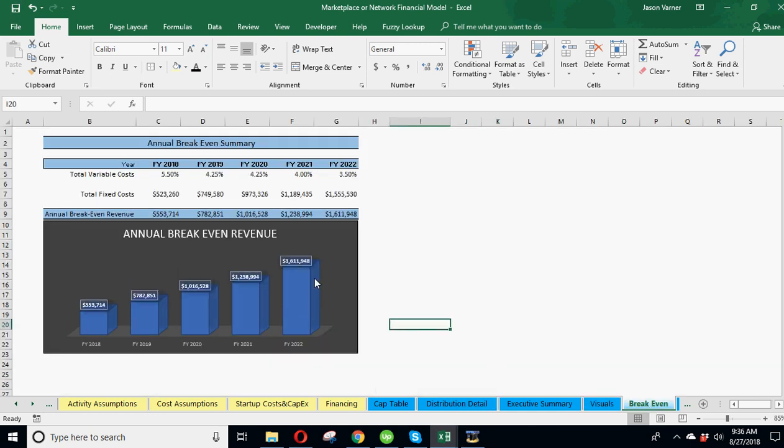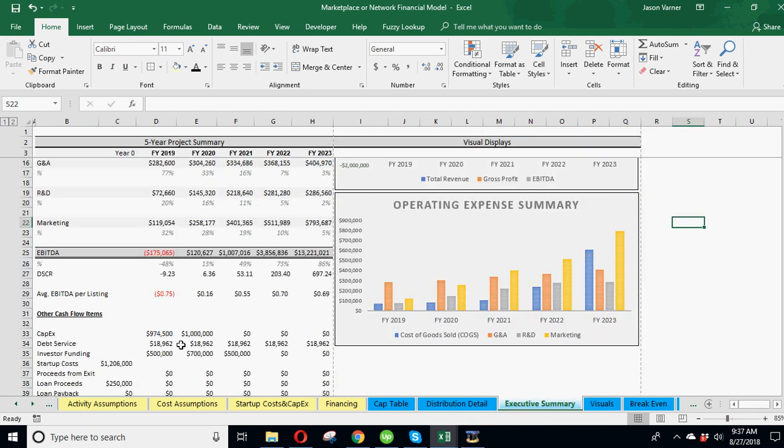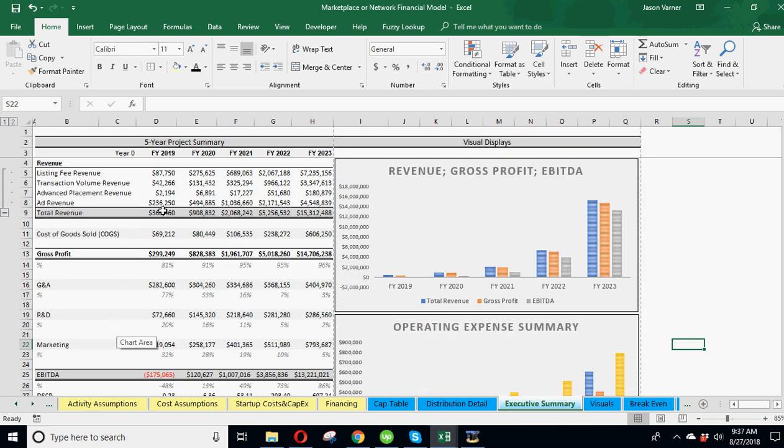We've got a break even. So this is just looking at the annual fixed costs and then the total variable cost for that year, and then coming up with how much actual revenue you need to make to break even. You see year 1 you need 553, and clearly year 1 we only have 368,000, so that's why there's a loss.